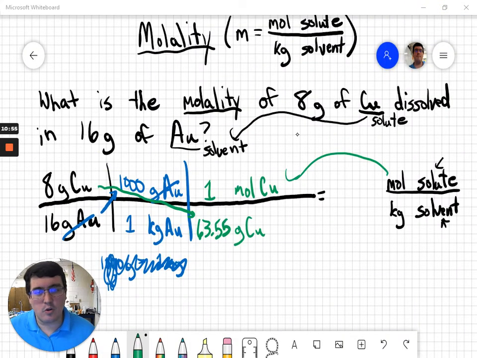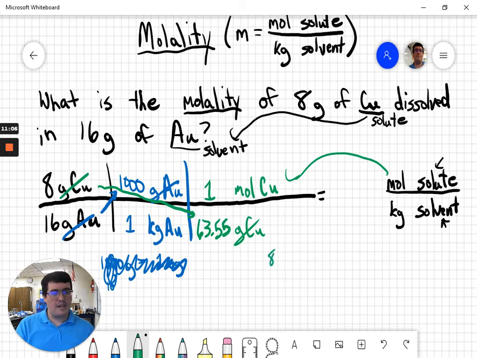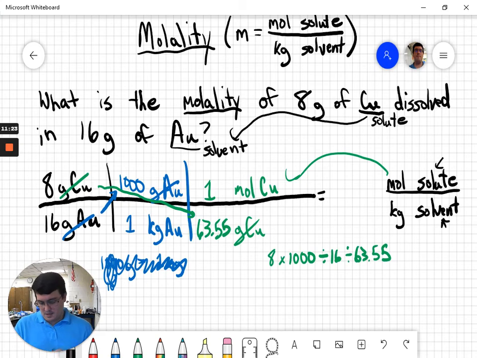All right, so grams of copper on top, gone, and on bottom, gone. And we are only left with moles on top. So we got moles on top, kilograms on the bottom. So I'm going to plug this into my calculator. It goes 8 times 1,000 times 1. I'm not going to do that. Divide by 16. Divide by 63.55. And when I plug that into my calculator, I'm going to get 8 times 1,000 divided by 16 divided by 63.55. I get 7.87.